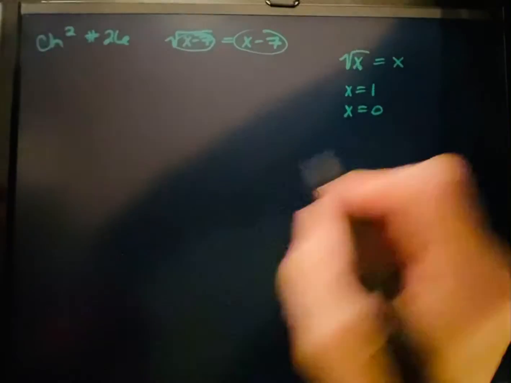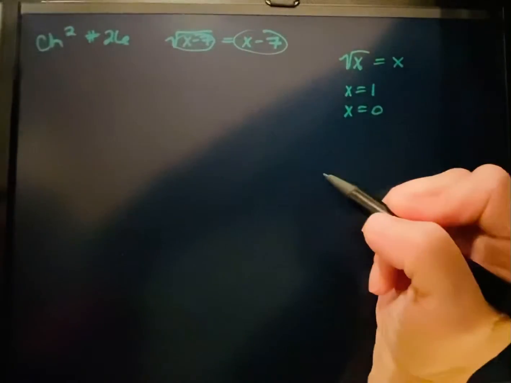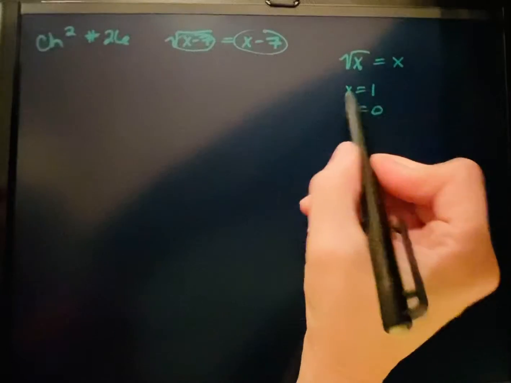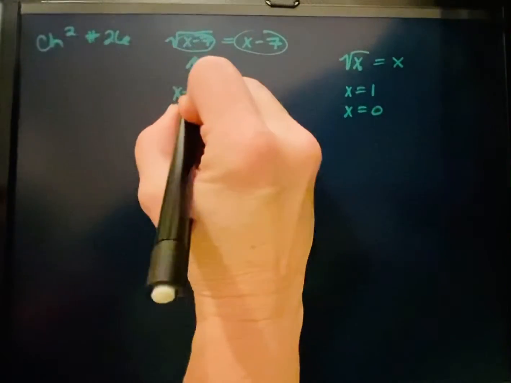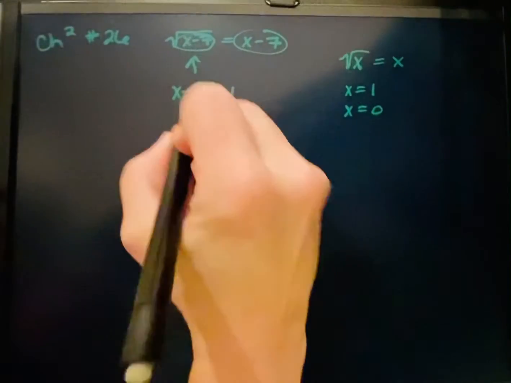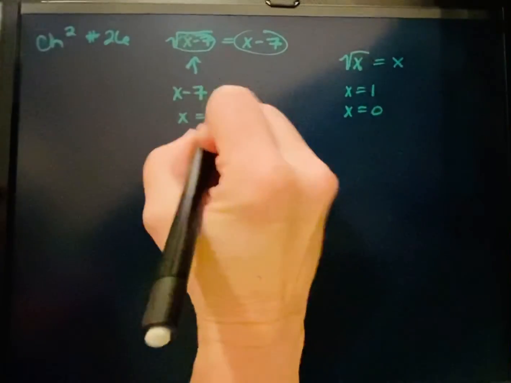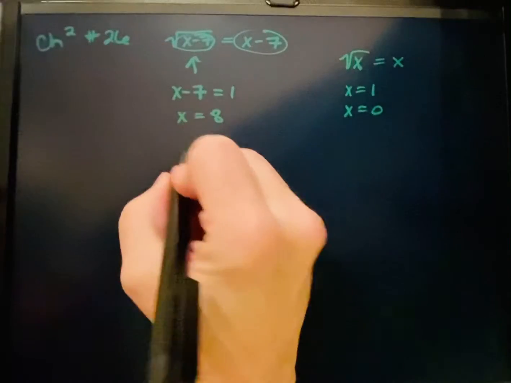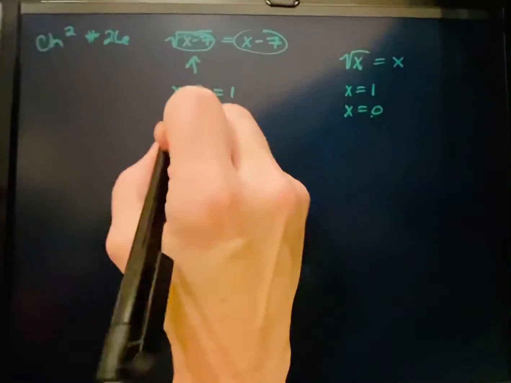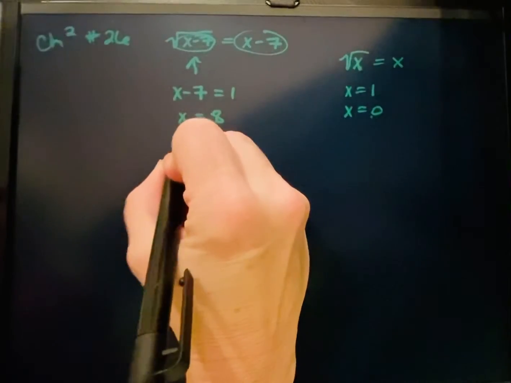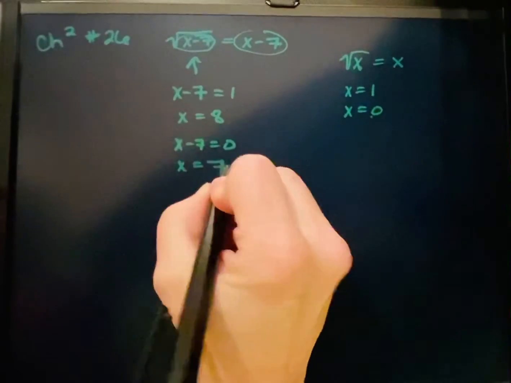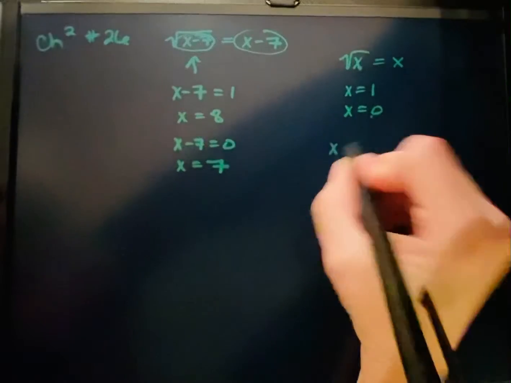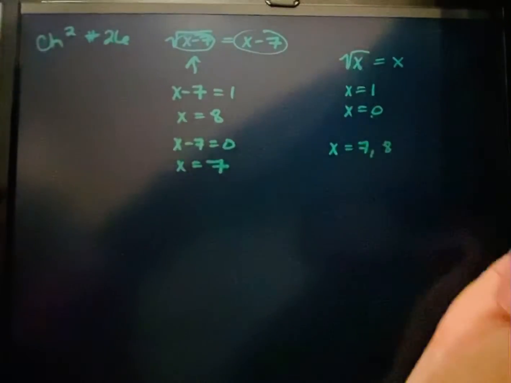So we can solve it that way, or we can solve it the long way. In order for x to equal 1, under here we've got x minus 7 equals 1, so it's going to give us x equals 8. Or if we've got x equals 0, that's going to be x minus 7 equals 0, so x equals 7. So our answers here are going to be x equals 7 or 8.